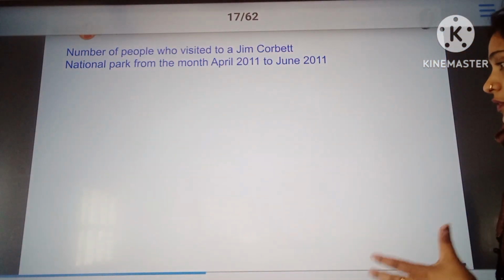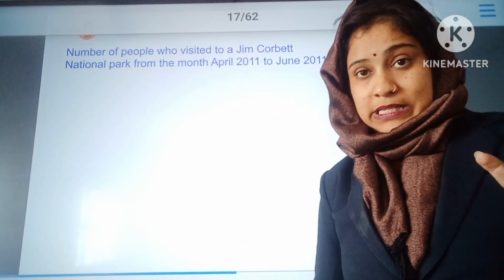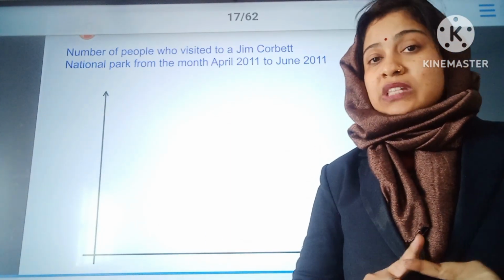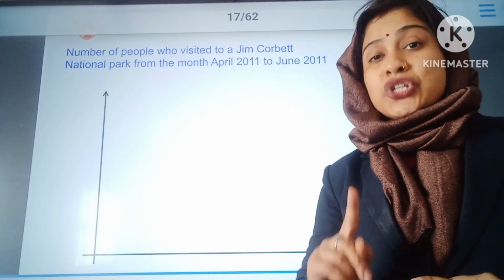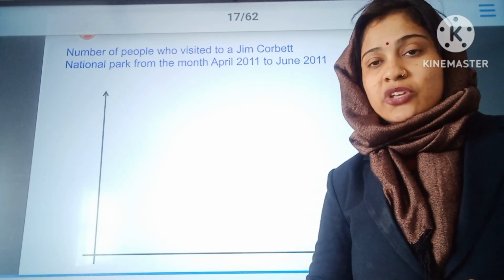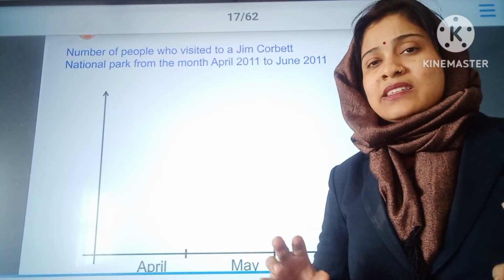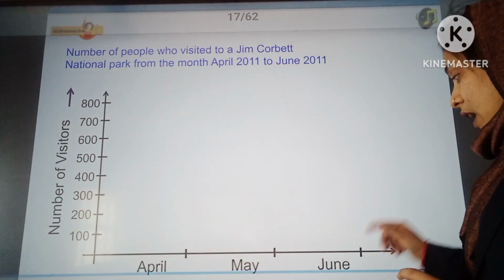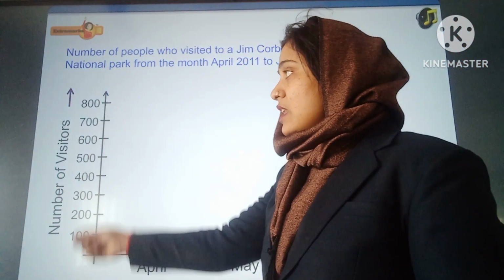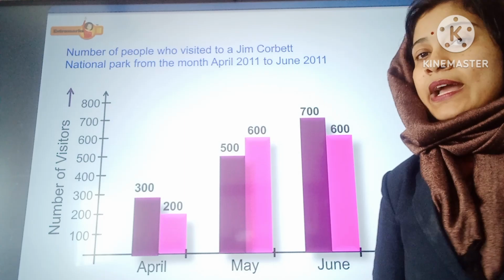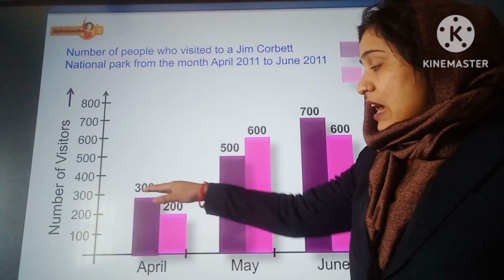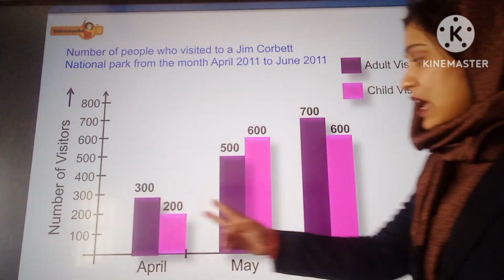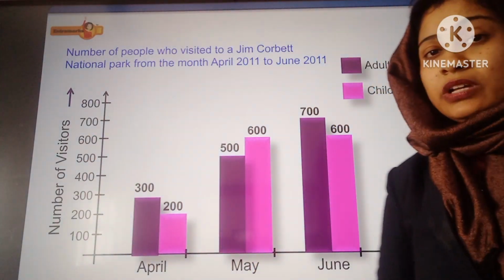Now we make the two axes, the x-axis and the y-axis. The condition was that the two axes should be mutually perpendicular to each other. Along any axis we can consider frequency. So here let us consider the month along the x-axis and the frequency, the number of visitors, along the y-axis. We have the given data for April, May and June, so we have plotted the graphs along the frequencies.